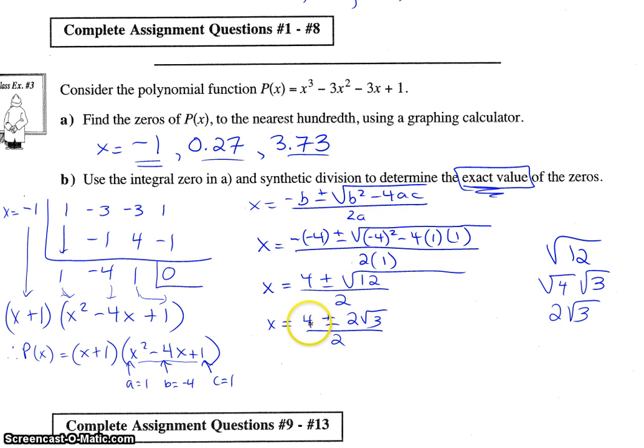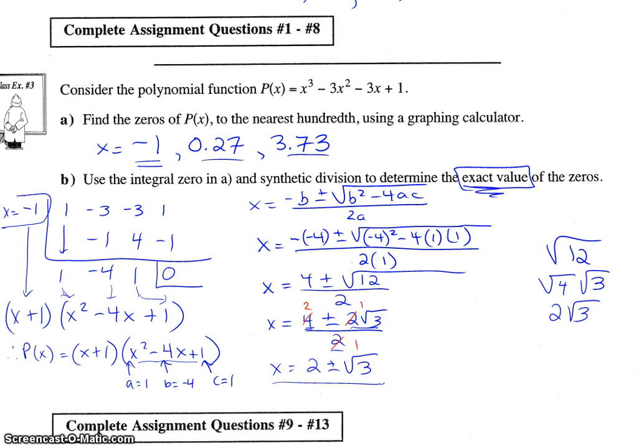Okay, now notice this term and this term and this term all have a common factor of 2. So guess what we're going to do here? We're going to factor 2 out of each of those terms. 2 divided by 2 is 1, and 4 divided by 2 is 2, and 2 divided by 2 is 1. So our final answer is going to be 2 plus or minus root 3. And there we go. Little bit of radical stuff, little bit of quadratic formula from 20-1. And those should be our exact values.